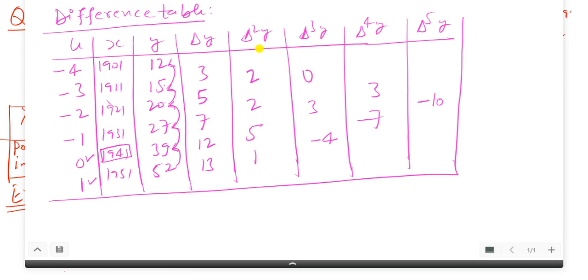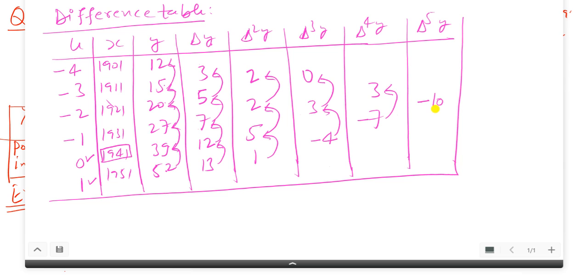Now the second order forward differences: 5 minus 3 is 2, 7 minus 5 is 2, 12 minus 7 is 5, 13 minus 12 is 1. Third order forward differences: 2 minus 2 is 0, 5 minus 2 is 3, 1 minus 5 is minus 4. The fourth order forward differences: 3 minus 0 is 3, minus 4 minus 3 is minus 7, and the fifth order forward difference: minus 7 minus 3 is equal to minus 10.